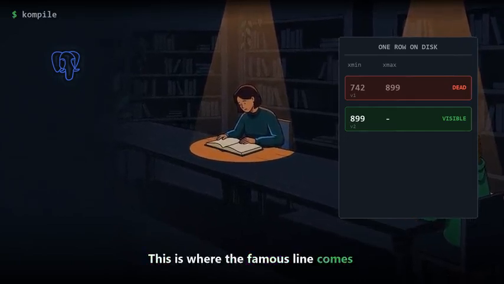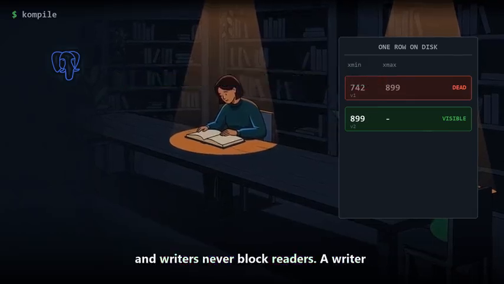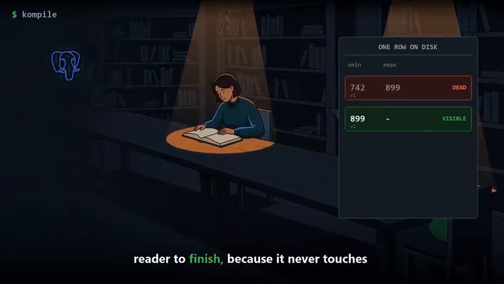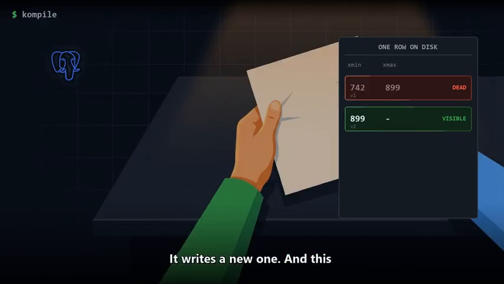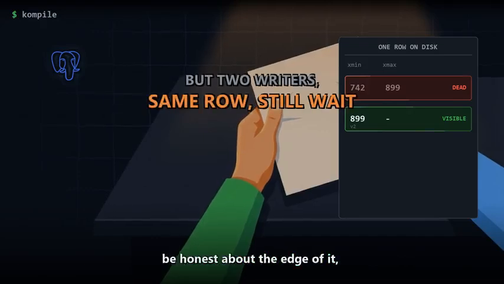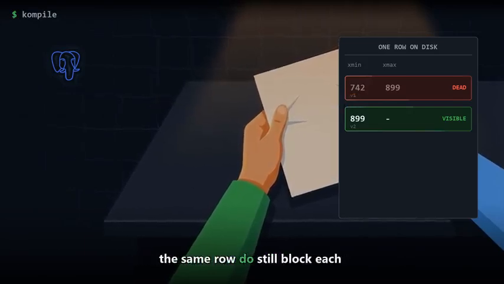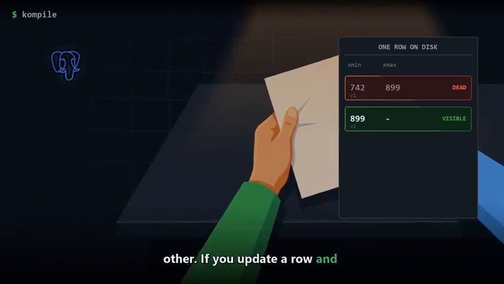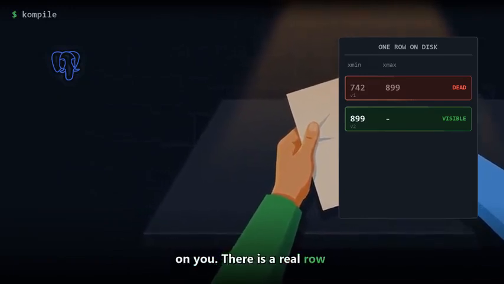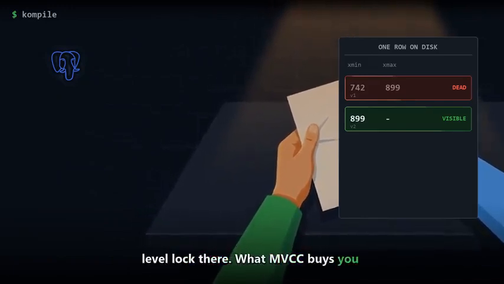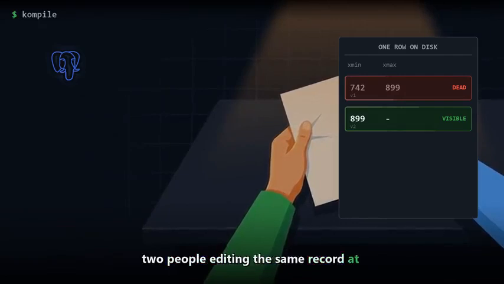This is where the famous line comes from. In Postgres, readers never block writers, and writers never block readers. A writer does not have to wait for a reader to finish, because it never touches the version the reader is looking at. It writes a new one. And this is genuinely true, but I want to be honest about the edge of it, because a lot of explanations stop one sentence too early. Two writers going after the same row do still block each other. If you update a row and do not commit, and somebody else tries to update that same row, they wait on you. There is a real row level lock there. What MVCC buys you is that reading is free. It does not repeal the laws of physics for two people editing the same record at the same moment.